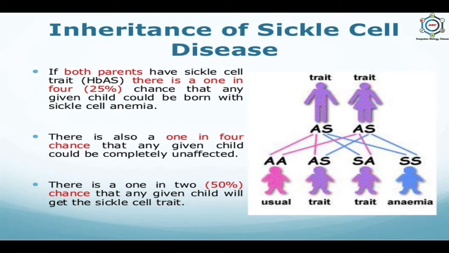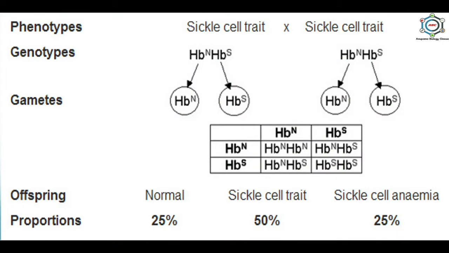And there is also a 1 in 4 chance that any given child could be completely unaffected. And there is a 1 in 2, that means 50% chance that any given child will get the sickle cell trait also. Here you can see a marriage between two carriers produces affected, that means diseased, carriers and normal, that is disease free children in the ratio as shown in the figure. The affected individuals die when adult. So when we cross two sickle cell traits, then the offspring are normal 25%, sickle cell trait 50% and sickle cell anemia 25%.